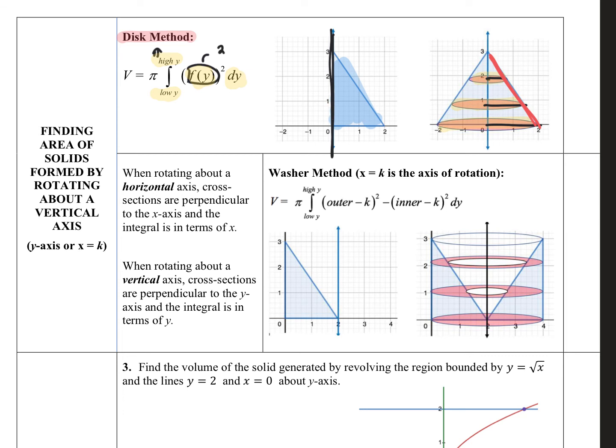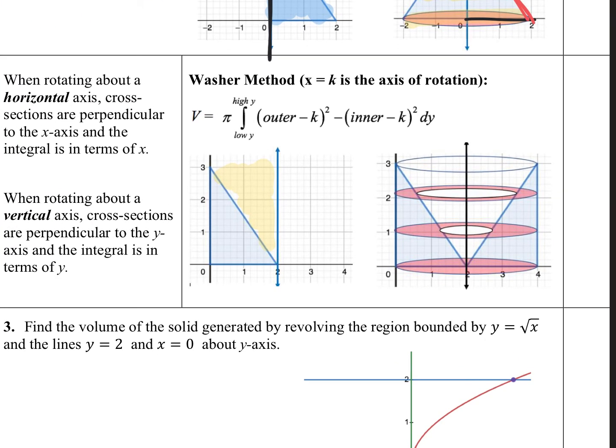And if we have a gap in between the axis of rotation and the region, that's going to be a washer method, and you see that reflected in this second group of pictures. You can see in this picture that my cross sections are washers, and when I have a washer, I'm going to have an inner radius and an outer radius. The inner radius is the graph that I hit first, so as I move from the axis of rotation, whoever I hit first is going to be my inner radius, and as I continue on, whoever I hit second is going to be my outer radius.